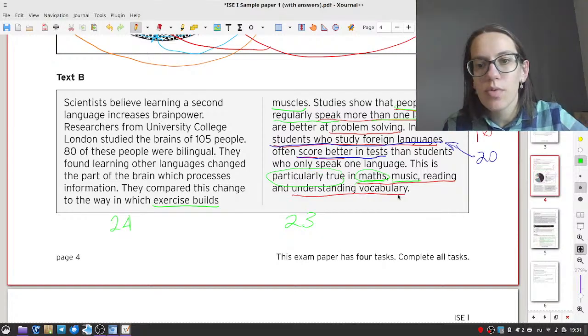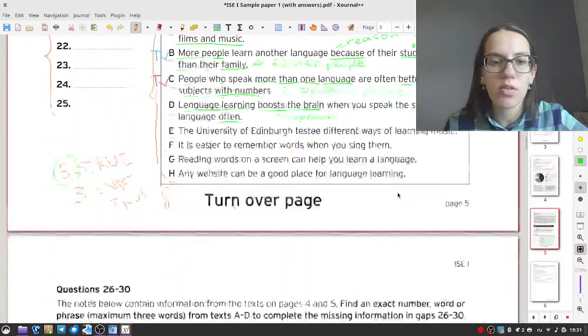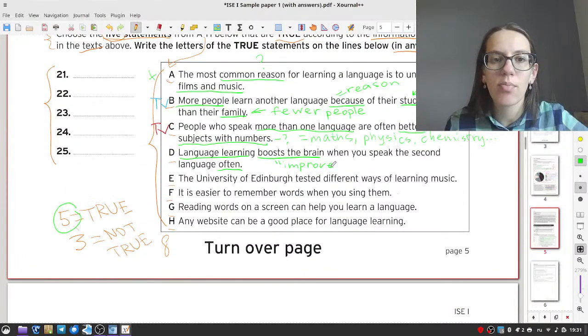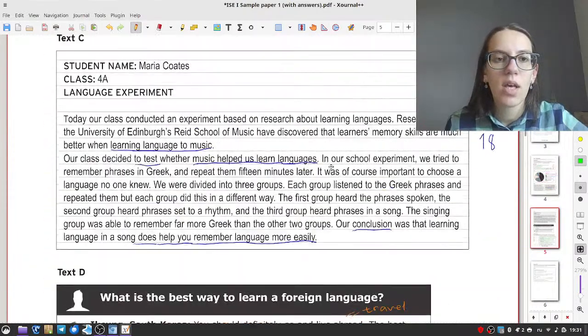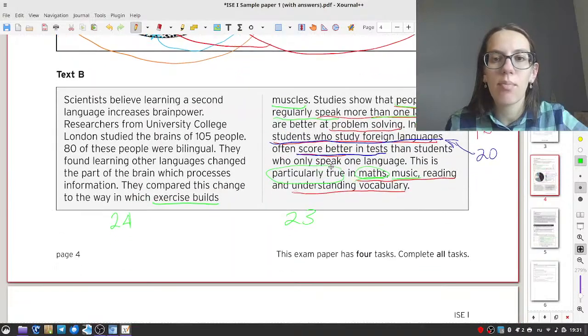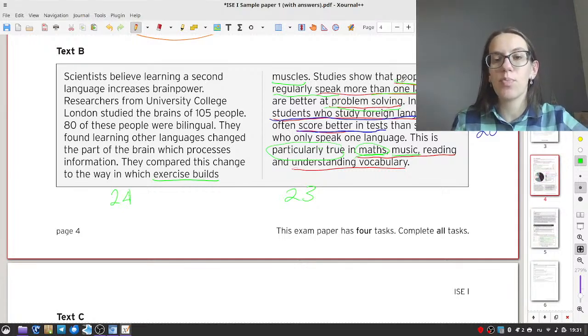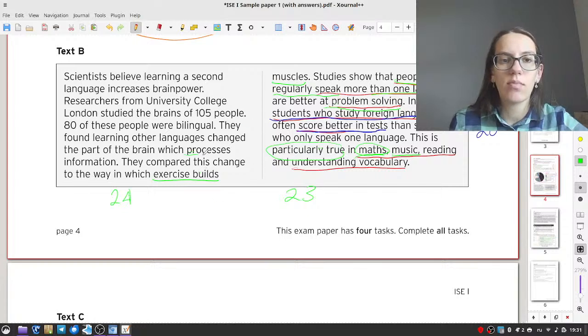Or maybe what was? Let me read the question again, just to check. What was the question? Boost their brain. So we can say that they are better at problem solving. Problem solving is also a type of boosting your brain, improving your brain. So you become better at processing information.